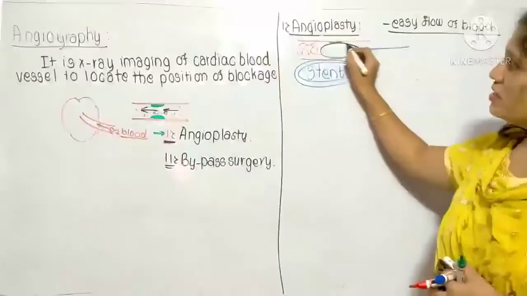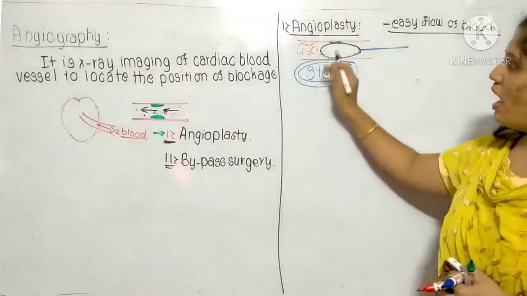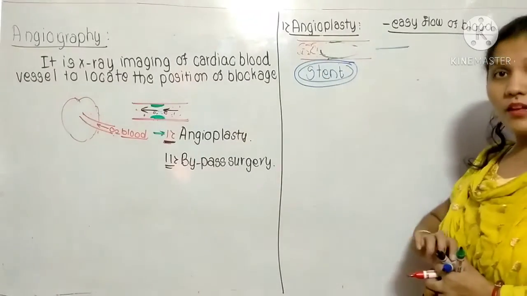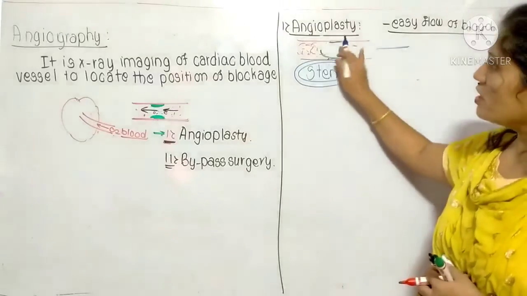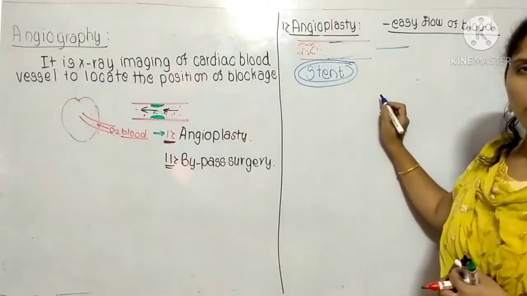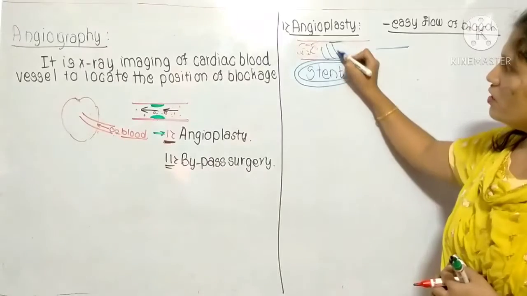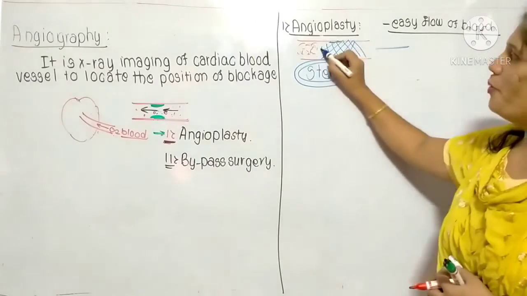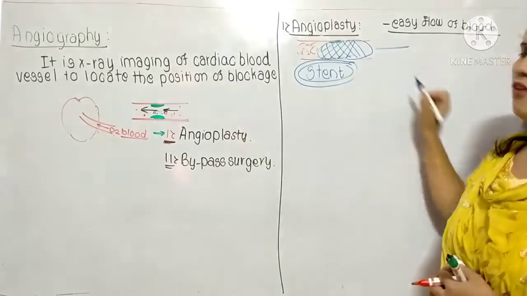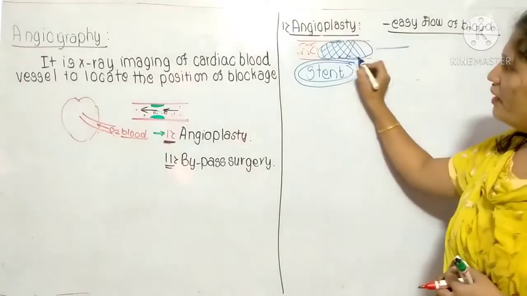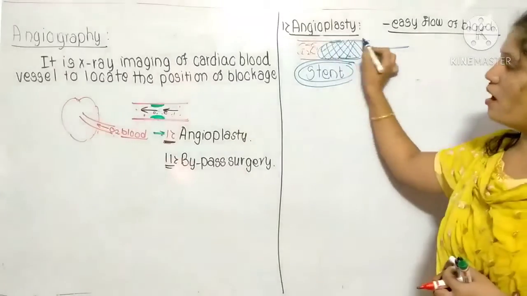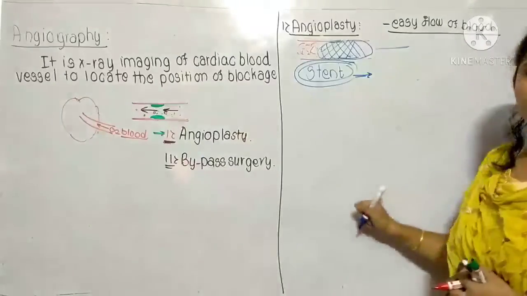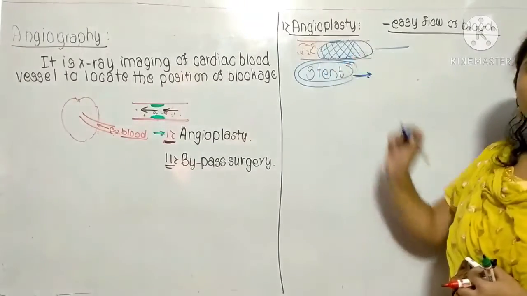Now here, after inserting this balloon, they inflate the balloon and then remove it. After that, the doctors use one metal thing, which is like this. They insert it and keep it here to prevent the narrowing from increasing again. That metal object which is placed in the blood vessel is known as the stent, and it is kept like that.